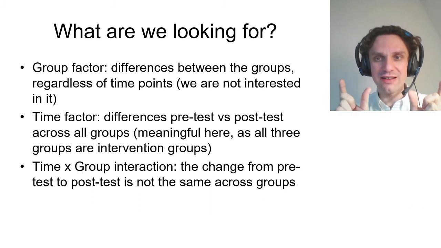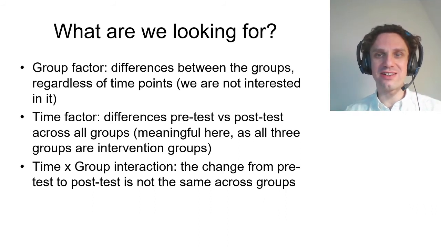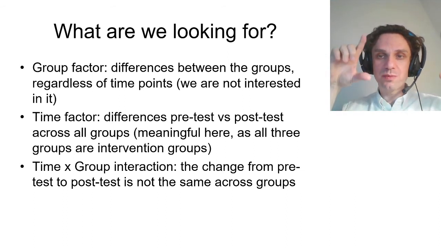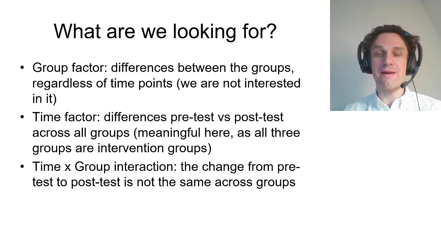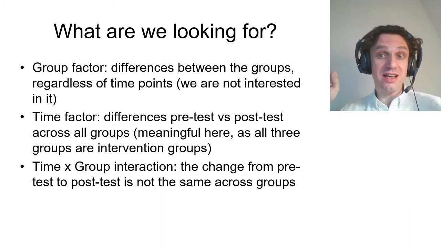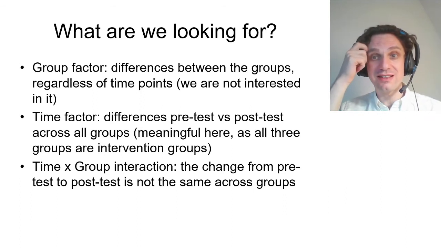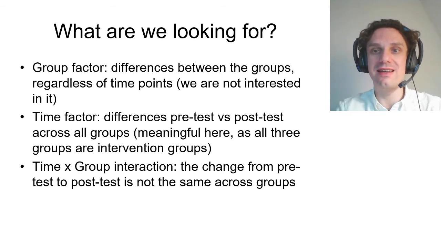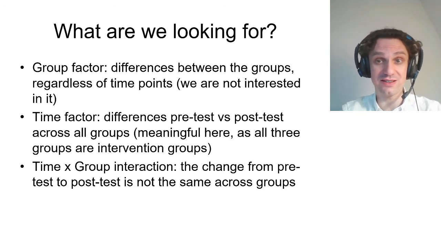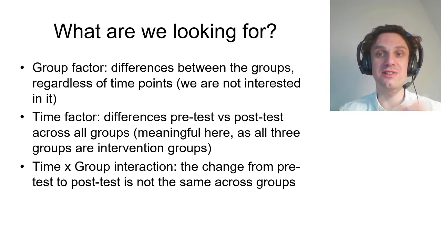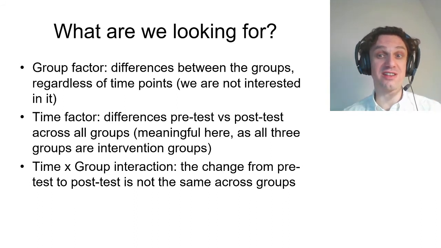The time factor captures the difference between pre-test and post-test in all groups pulled together. If you have an experimental group and a control group, it makes no sense, because you don't want to pull together experimental and control group. You want to separate them, because you are expecting that the change is different. However, here we had 3 intervention groups, and here the time factor quantifies was the intervention effective or not.